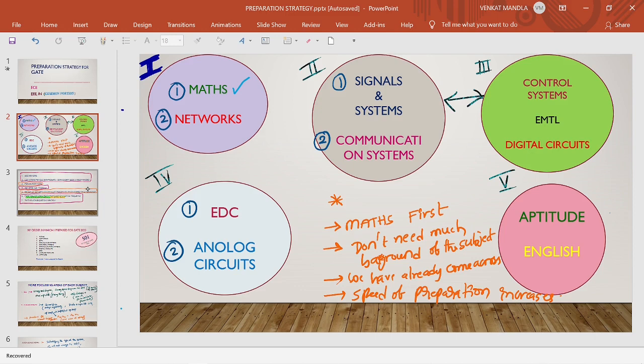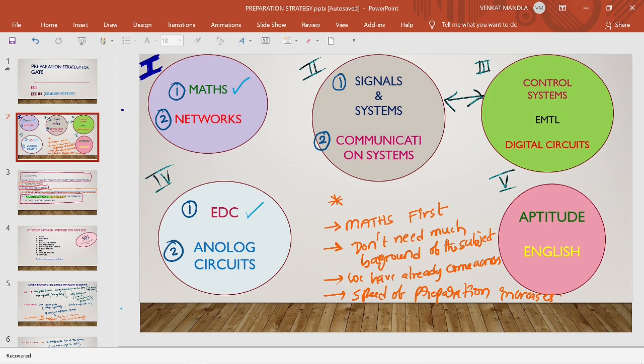Suppose I start some other subject, like EDC first. There is a lot of resistance to start this subject. For EDC, you need at least some semiconductor physics background. There is always a great resistance to start electronic devices and circuits; you can't easily dwell into the subject. So my recommendation is first go through the maths.